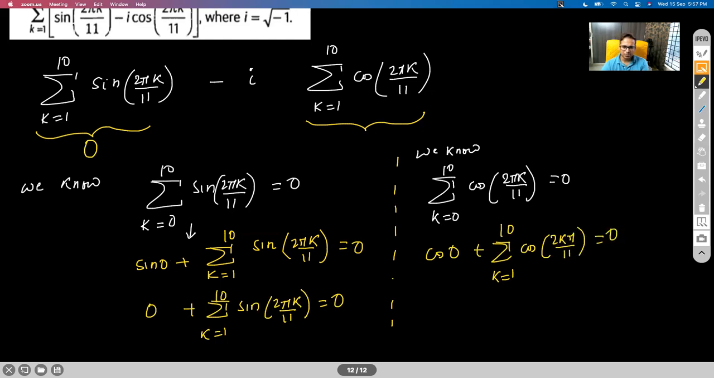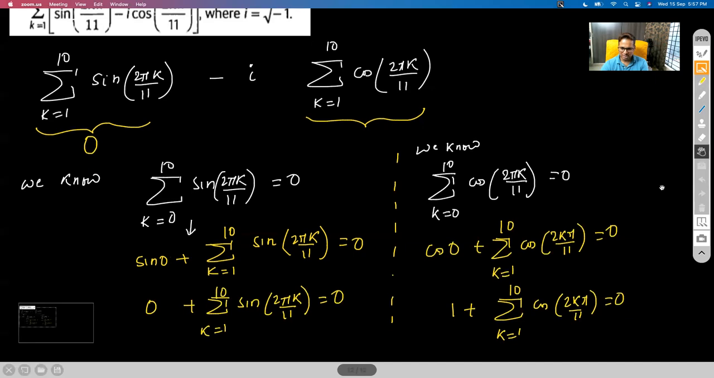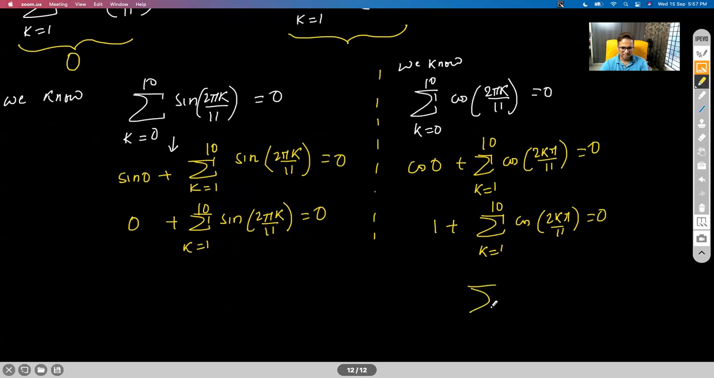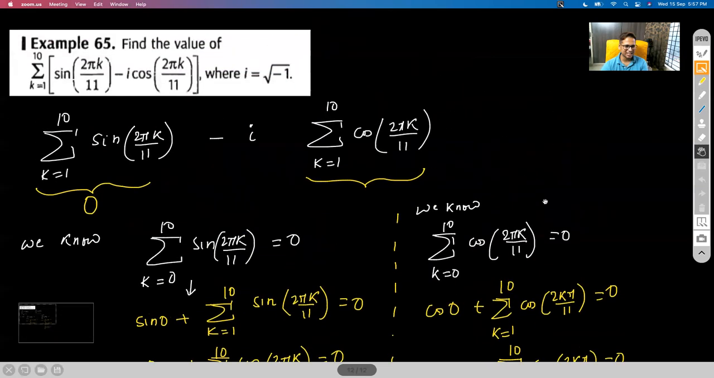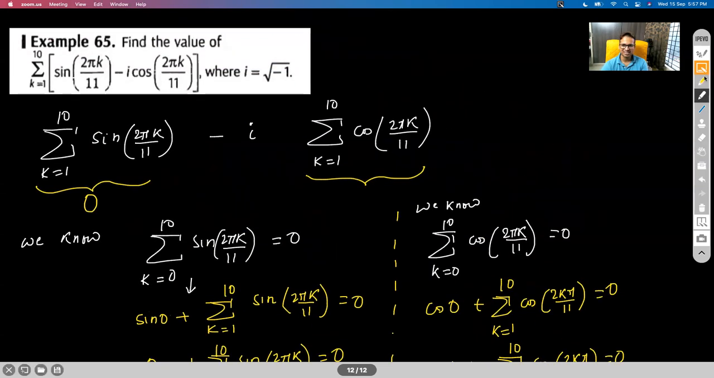Okay, this should give me a 0. Now cos 0 is actually a 1. So 1 plus summation from 1 to 10 of cos 2kπ/11 is a 0. So what does it mean? It means summation of cos 2kπ/11 from k equal to 1 till 10 is negative 1. So this term here is actually a negative 1.